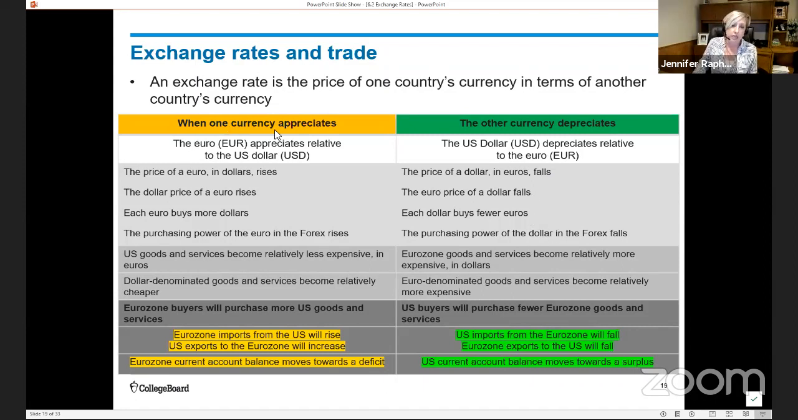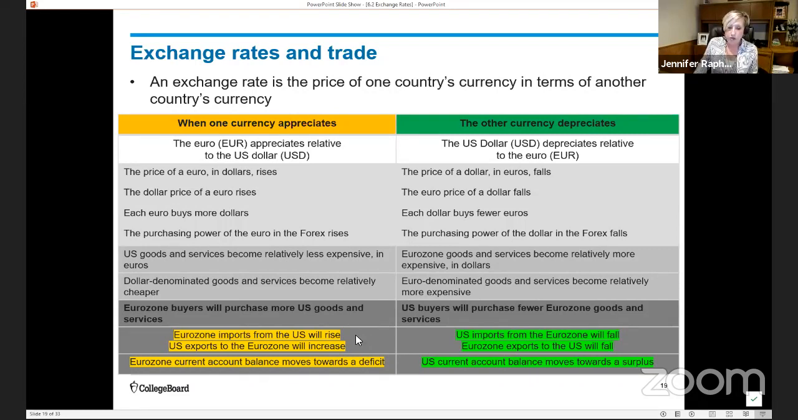So now when the euro appreciates, US goods and services become relatively less expensive in euros. Another way to put this is that dollar-denominated goods and services become relatively cheaper. That term denominated refers to the currency in which the goods and services are priced. So US goods and services are denominated in dollars. So when the euro appreciates, dollar-denominated goods and services become relatively cheaper. So what does that mean? Eurozone buyers will purchase more US goods and services.